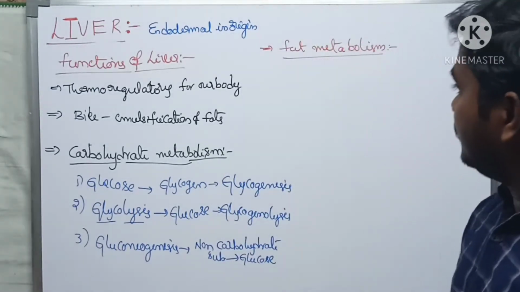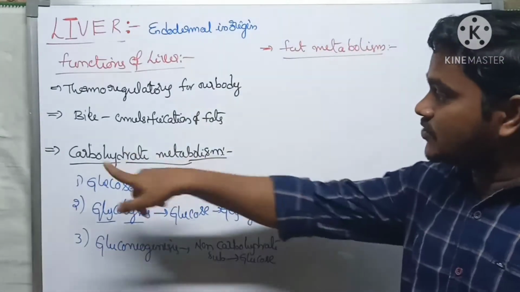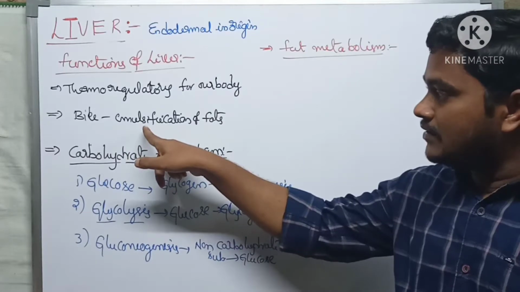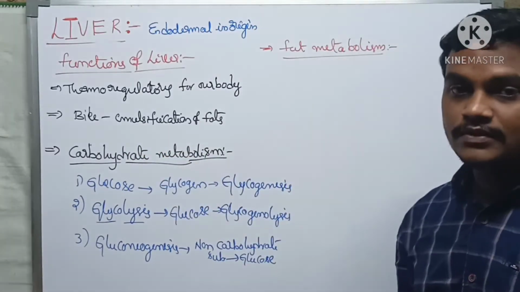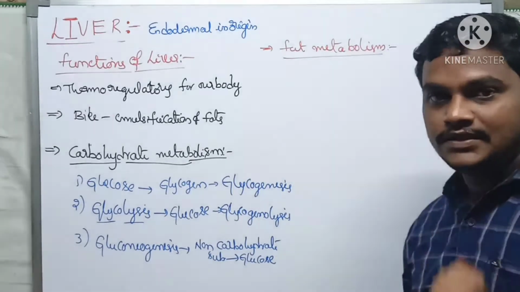So fats are fatty acids. Bile digests the fats in the process of emulsification of fats. So fats are digested into fatty acids and glycerol.